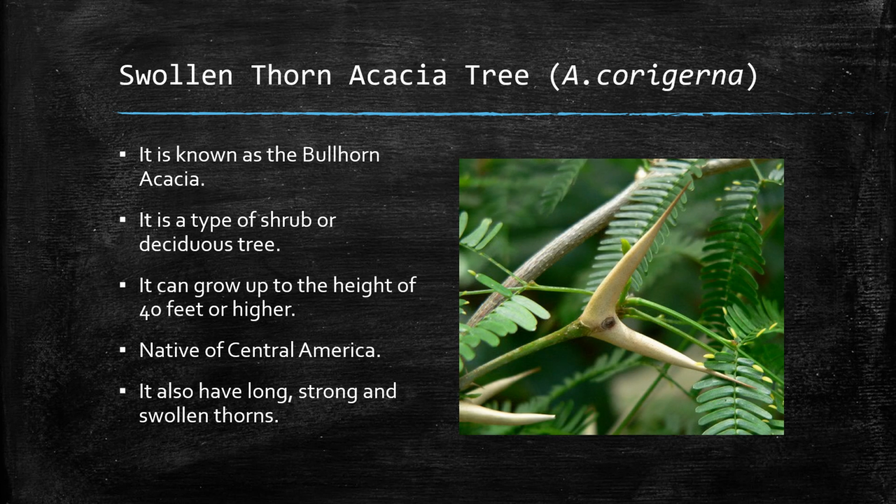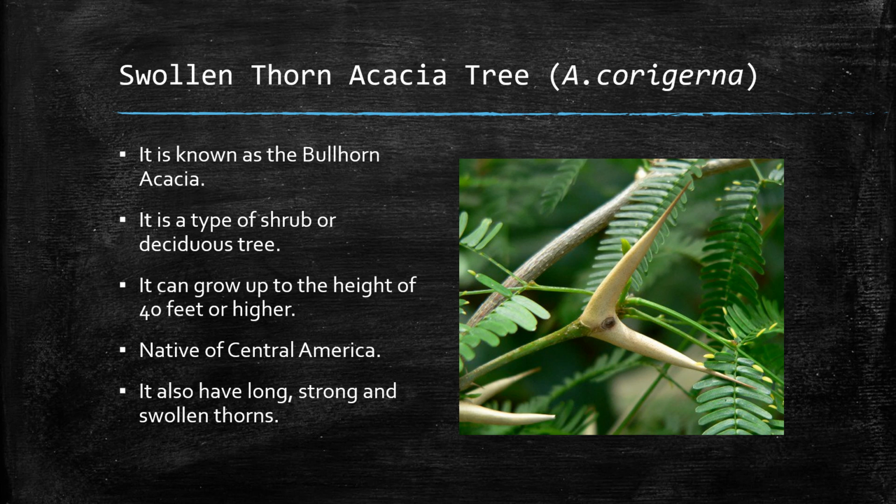The swollen thorn acacia tree. It is known as the bullhorn acacia. It's a type of shrub or deciduous tree. It can grow up to the height of 40 feet or higher. It's native to Central America. It also has long, strong, and swollen thorns.